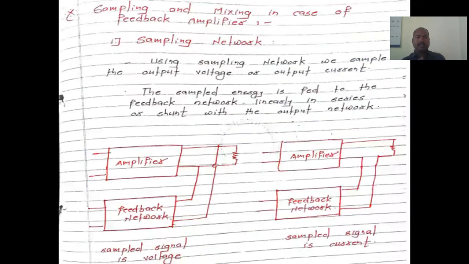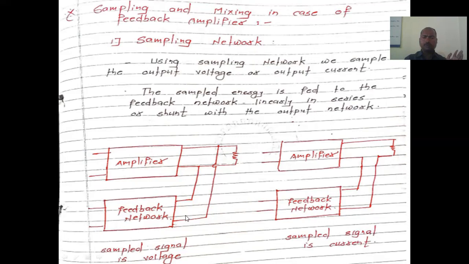Now we have seen sampling and mixing in the case of a feedback amplifier, right? So what do you mean by sampling and what do you mean by mixing? That I am telling you. Mixing indicates that some part of the output is again applied to the input, mixed with the input. Mixing indicates that the output signal is again mixed with the input, so it is called mixing.